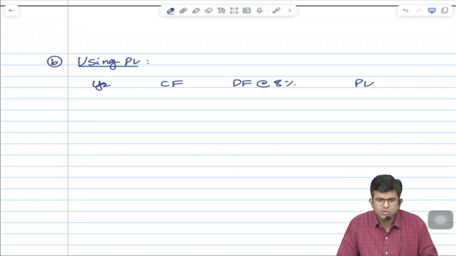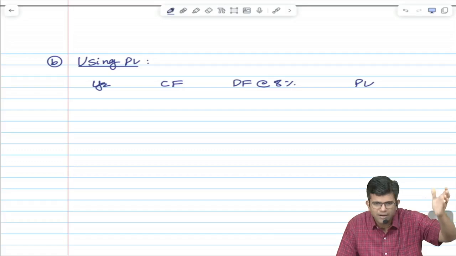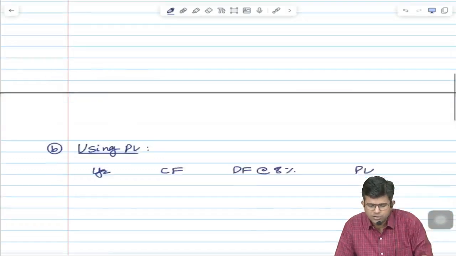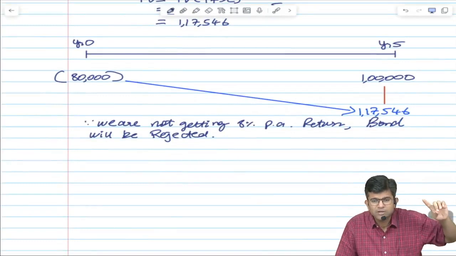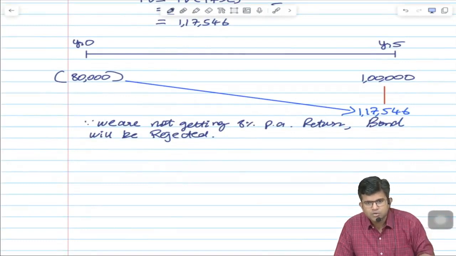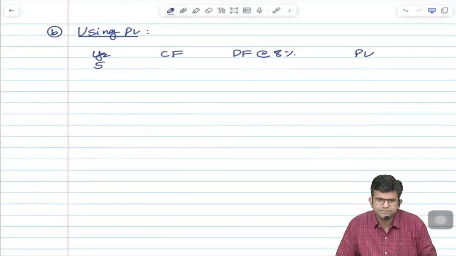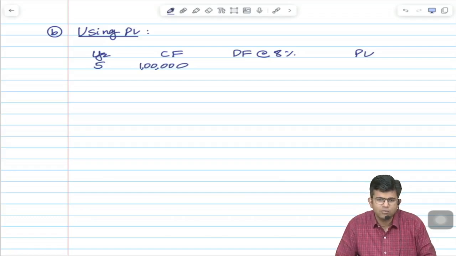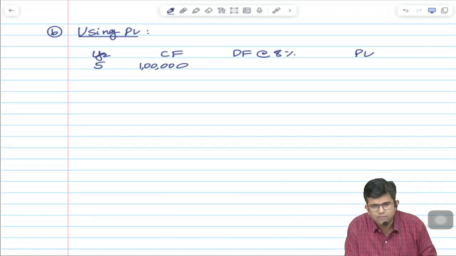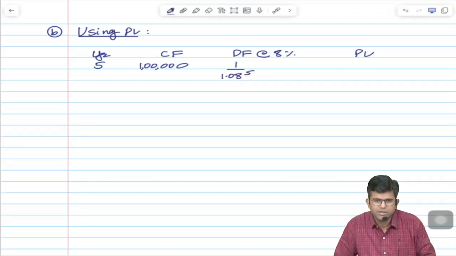Students, do you realize that we are calculating the present value of some future value? Here in this story, between 80,000 and 1 lakh, the future value is not 80,000, the future value is 1 lakh. So after 5 years, I will be getting rupees 1 lakh, correct? Anyone knows how to find the discounting factor? It is 1 divided by 1.08 raised to 5, correct?